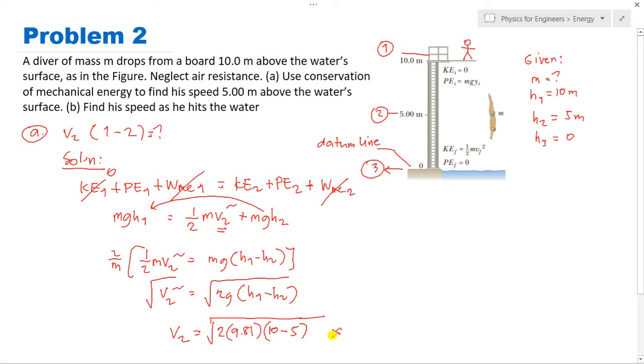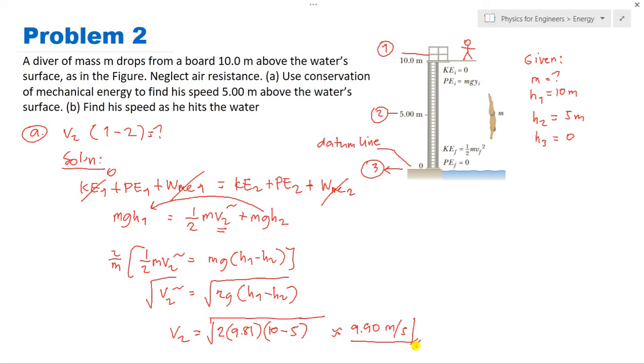And then using your calculator, that is approximately equal to square root of 2 times 9.81, then 10 minus 5 is 5. So the resulting answer is 9.90. So V2 here is 9.90 meters per second. So that is the velocity when at a height of 5 meters above the surface of the water.